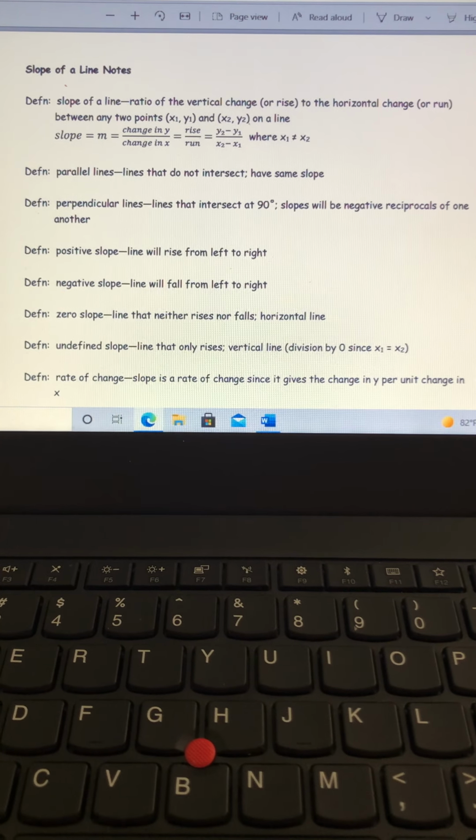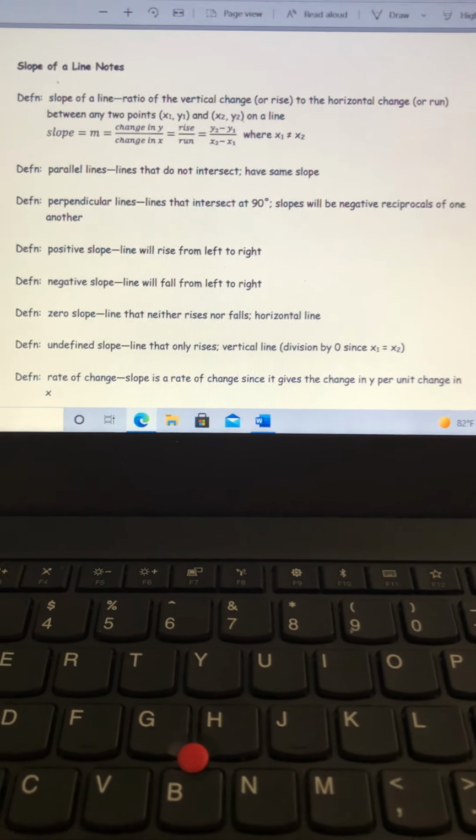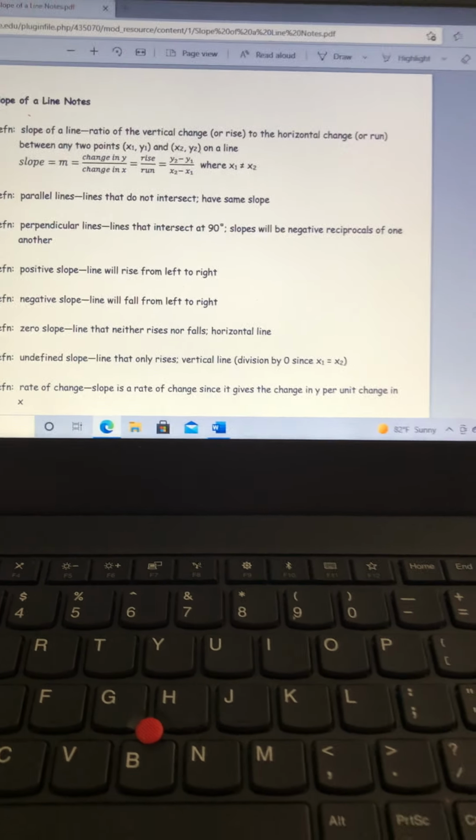This is the video for slope of a line. You can read the definitions here. I'm just going to quickly talk about a couple things and then do the examples.